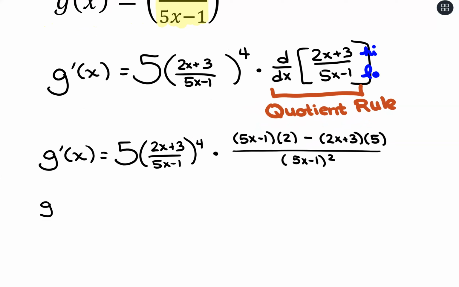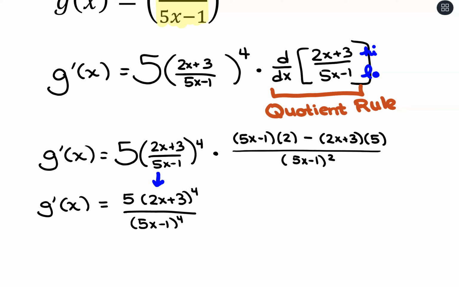And then we simplify. And something I'm going to do here, just by seeing these pieces line up, I'm even going to separate it. Numerator 5 times (2x + 3) to the 4th power over (5x - 1) to the 4th power. So I just rearranged it with the exponent rules. Here we're going to have a 10x - 2 - (10x + 15) over (5x - 1) squared.